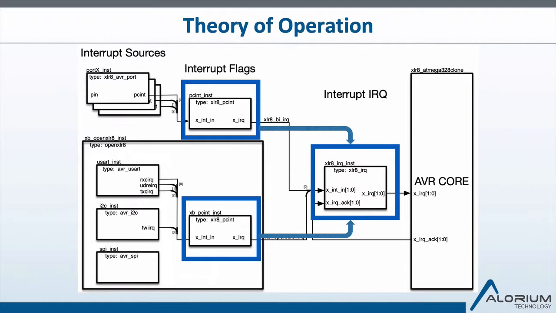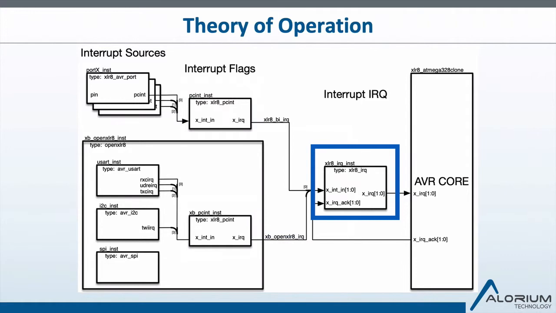We can clear the flag registers in the PCInt modules and then clear the flag and acknowledge registers in the IRQ module, which will create a clean interrupt hierarchy. We're now ready to return to normal operation and handle any new interrupts that may occur.